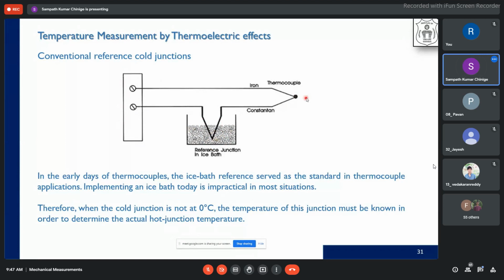The more the variation in the temperature, the more the EMF. And generally the EMF produced is in microvolts, so it is one millionth of a volt. That's why it's a very low value. So in order to improve that, we generally want to have higher temperature and readily reproducible temperature. Why 0 degrees centigrade? Why not other temperatures? Because it's very easy to reproduce the 0 degrees temperature compared to other temperatures.